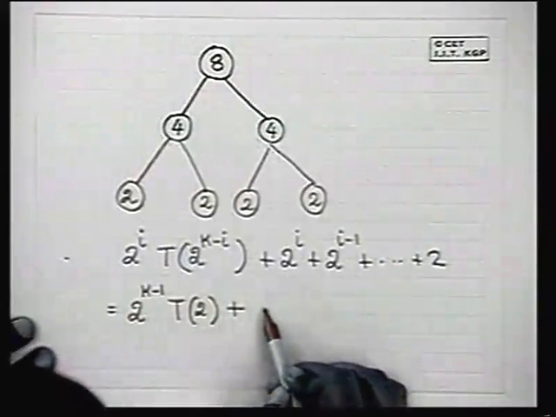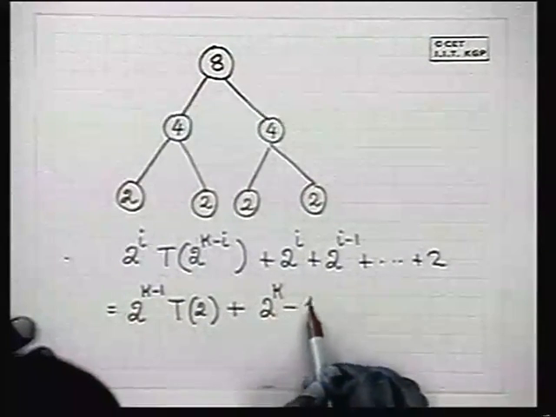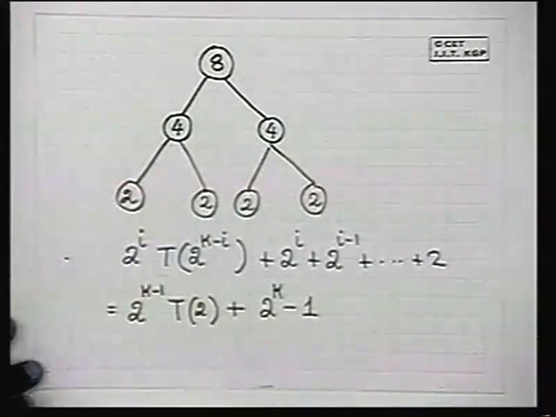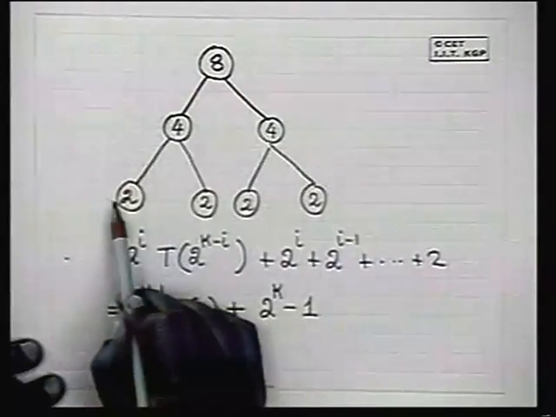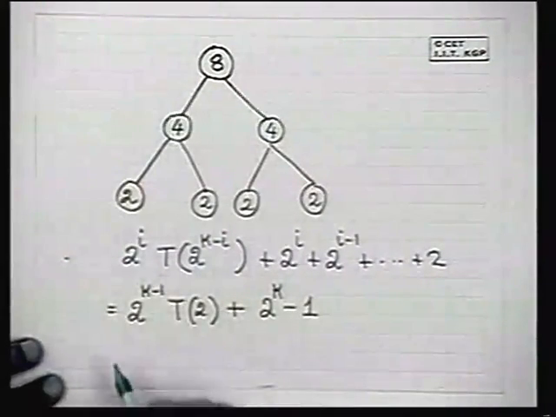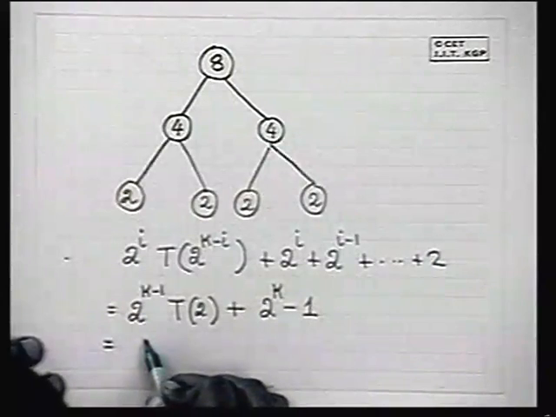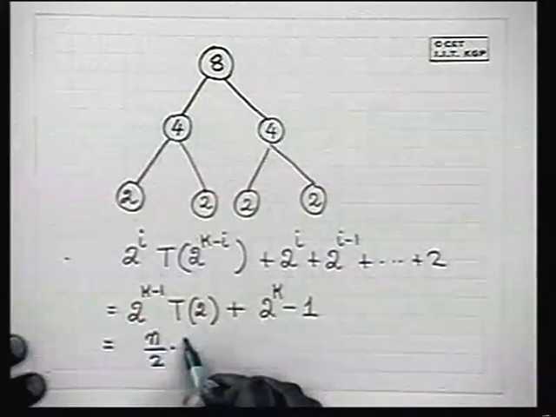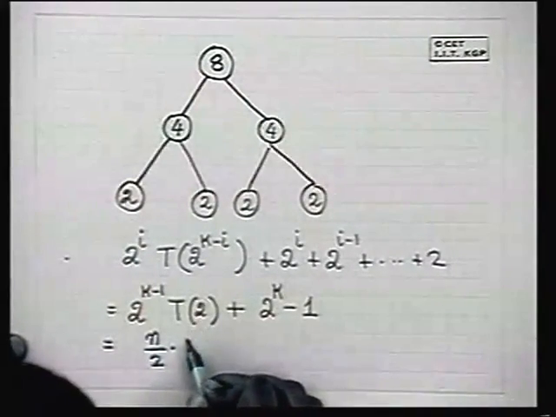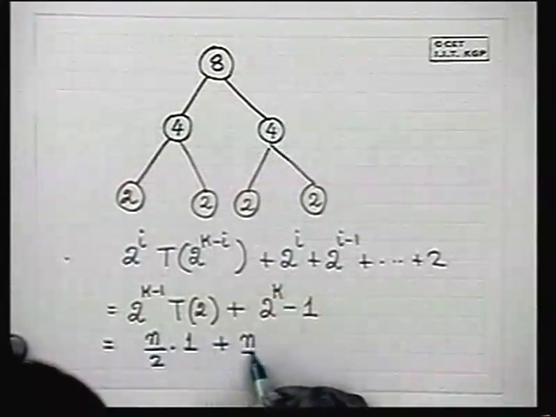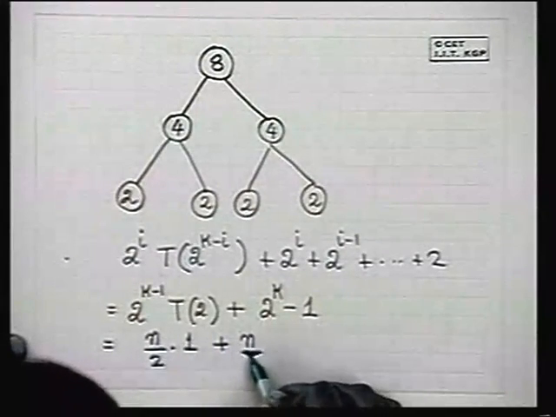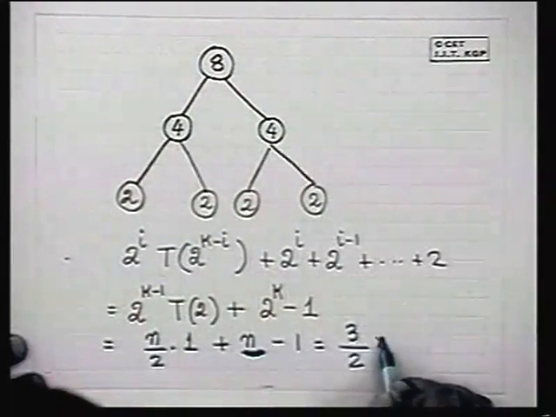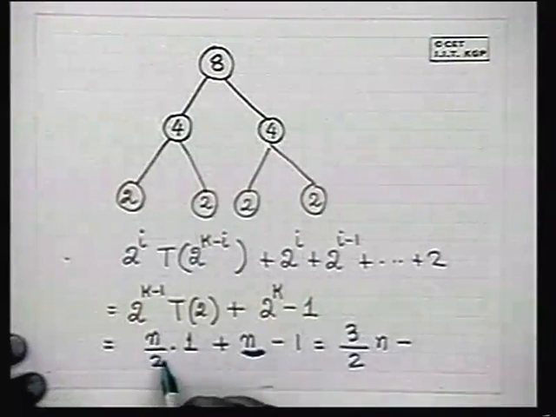plus this will be 2 to the power k minus 1, right? Is that understood now? That is the advantage of that T2, because here we stopped at 2, not 1. And this would give us, how much is this? N by 2 into T2 is what? 1 plus n minus 1. So this gives me 3 by 2 n minus 1.